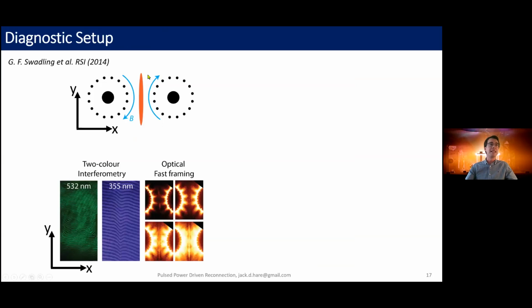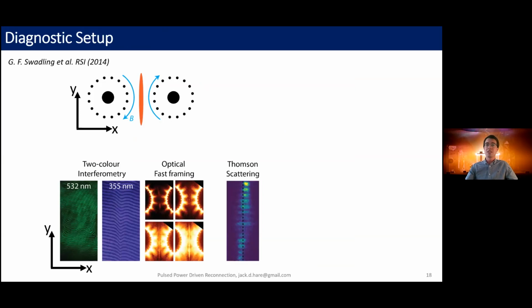Looking at this schematically, our end-on diagnostics look down onto the reconnection layer from above, so onto the plane in which the reconnecting magnetic fields lie. Here we use a two-color, two-time laser interferometry system to make maps of the electron density inside the plasma. We also capture the optical self-emission using our fast framing diagnostic, which allows us to look at the development of the dynamics inside the layer.